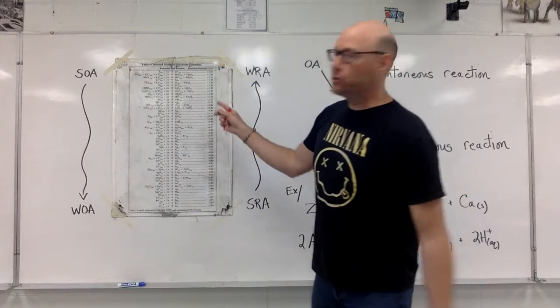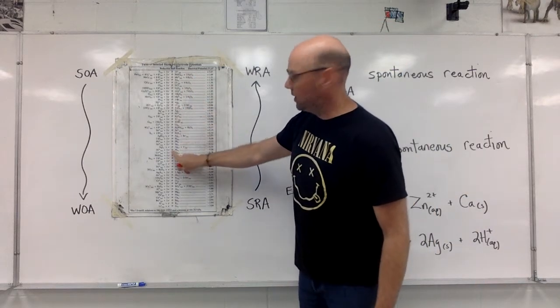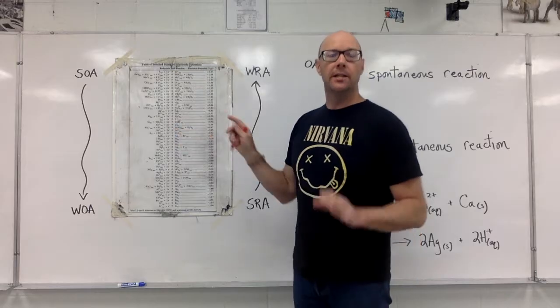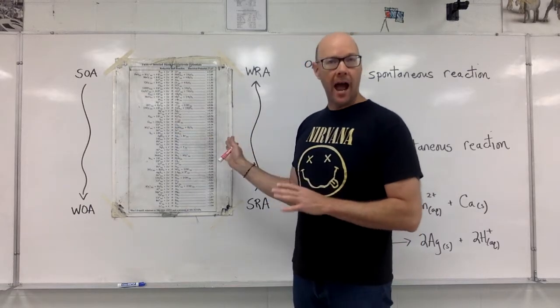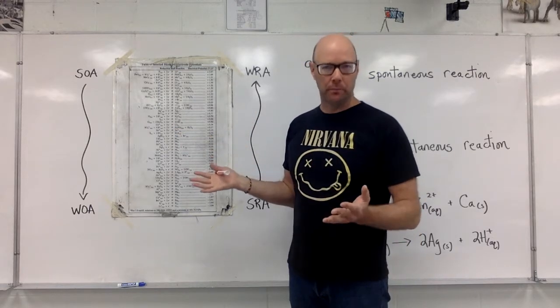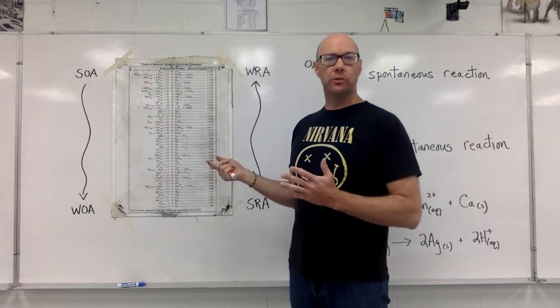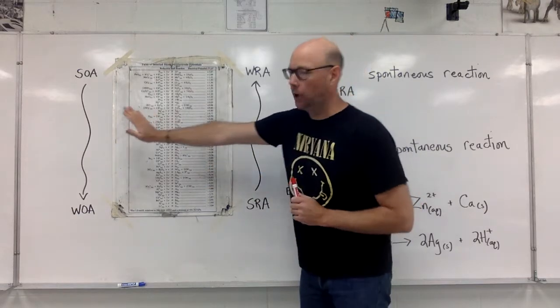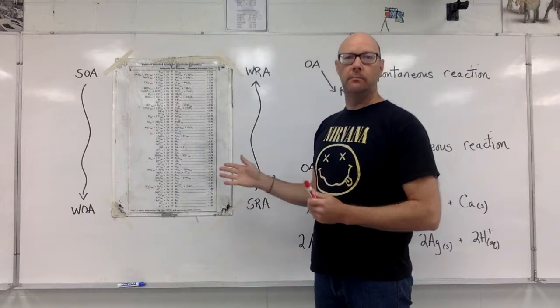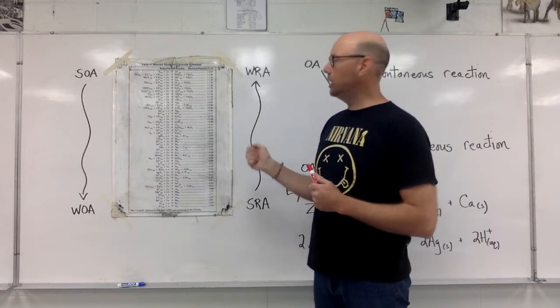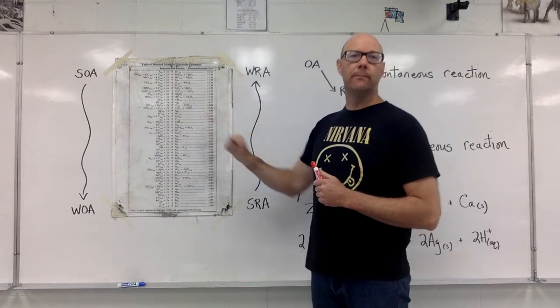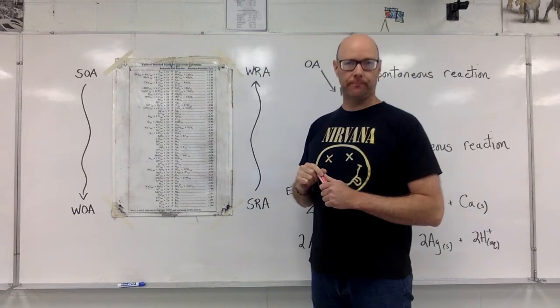When we look really closely at this page, we see that there are double-headed arrows. It's important to say that these half reactions are not at equilibrium. This double-headed arrow just means that we can read the table from left to right as reduction, or we can read it from right to left as oxidation.